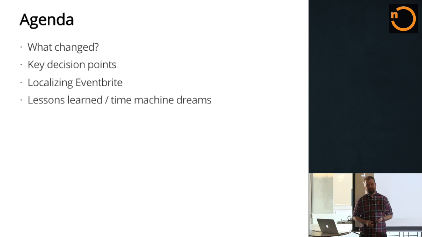So the agenda for this evening is something like, what actually do we have to change in the site? What were those decision-making points we had to make? And what the actual execution of that localization looked like. Finally, the lessons learned, or as I like to think about it, the time machine dreams. So if we could do it over again, what might we do differently?